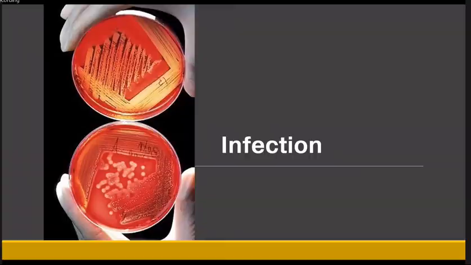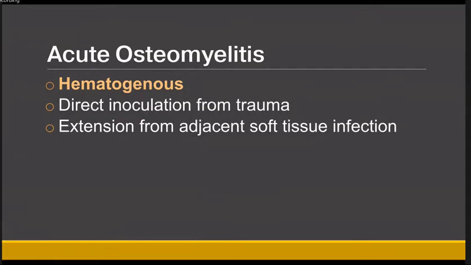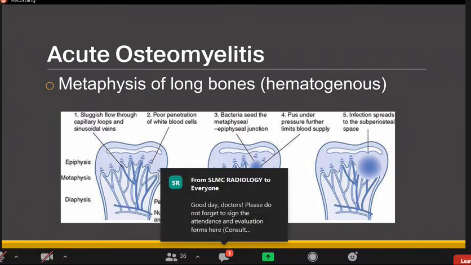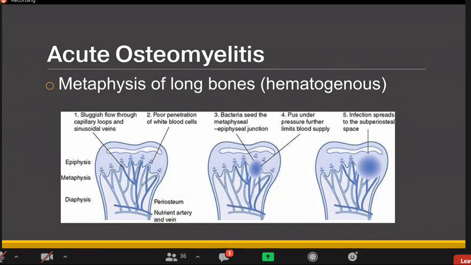Moving on to our second topic, which is infections. We'll start with acute osteomyelitis, and this could either be hematogenous, from direct inoculation from trauma, or extension from adjacent soft tissue infection. But in the pediatric age group, hematogenous is the most common, and this affects the metaphysis of long bones. This is because the physiology in the pediatric patient has sluggish flow through the capillary loops and sinusoidal veins in this region, and there's poor penetration of white blood cells. This encourages bacterial seeding of the metaphysis and epiphyseal junction.